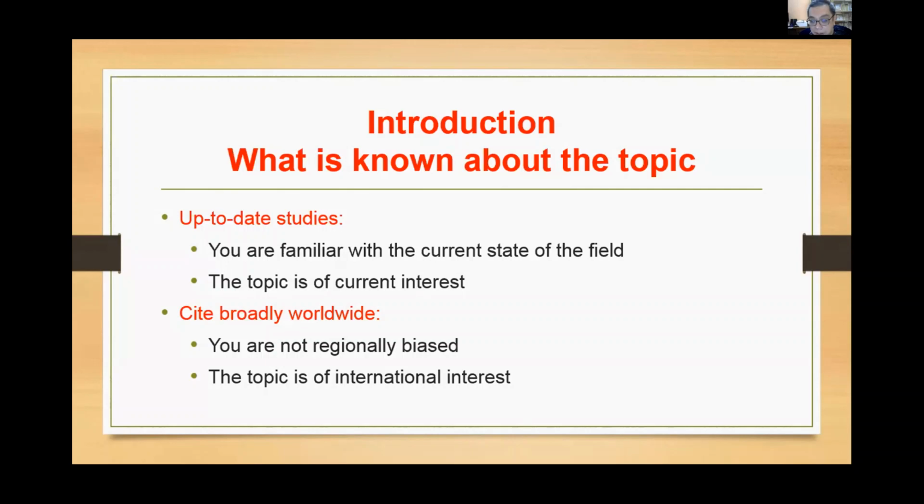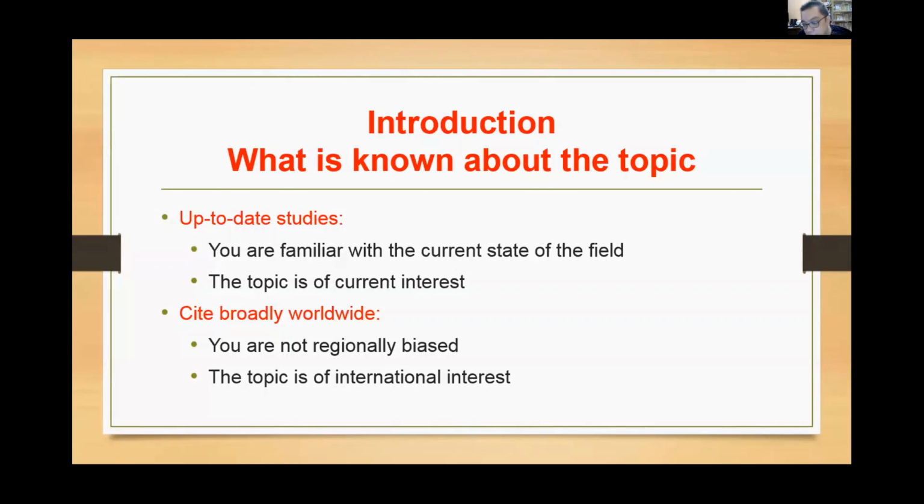So the topic should be of current interest. You don't have to cite something from 1922 or 1915. It should be something that people are interested in currently. So you should cite some literature on what people have done recently, and try to indicate the gap in your knowledge. So cite broadly, widely.